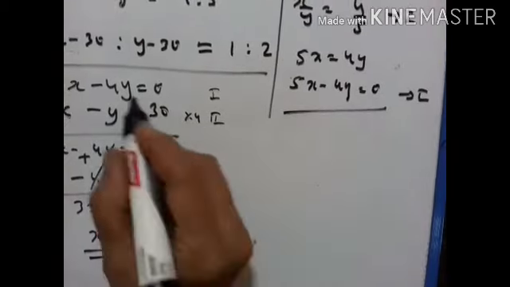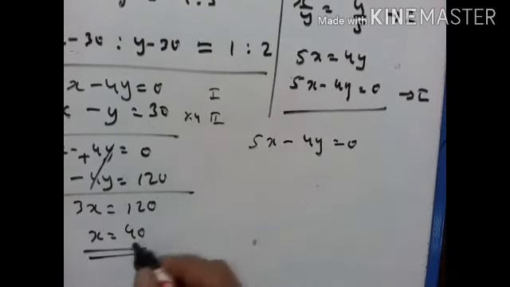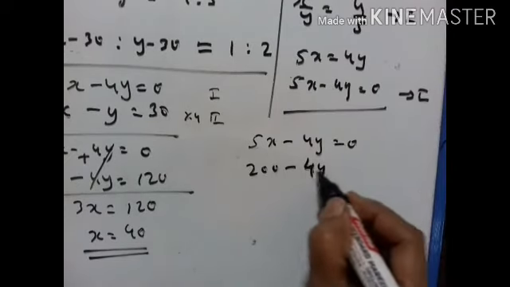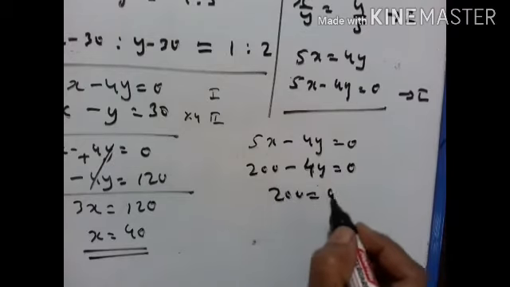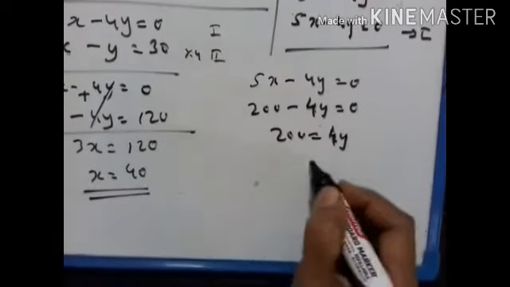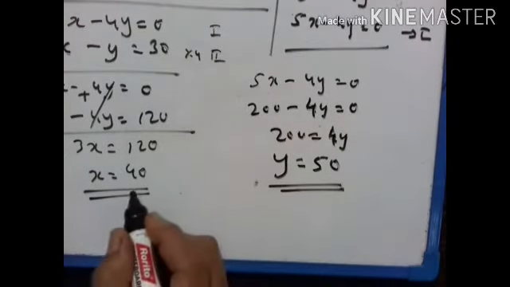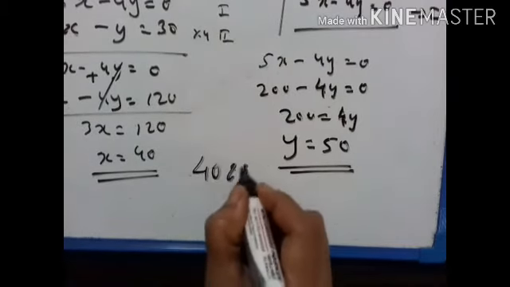Let us take this equation. 5x minus 4y is equal to 0. X is equal to 40. 5 into 40 is equal to 200. Minus 4y is equal to 0. So 200 is equal to 4y. Y is equal to 200 divided by 4. That is 50. Y is equal to 50. The two numbers are 40 and 50.